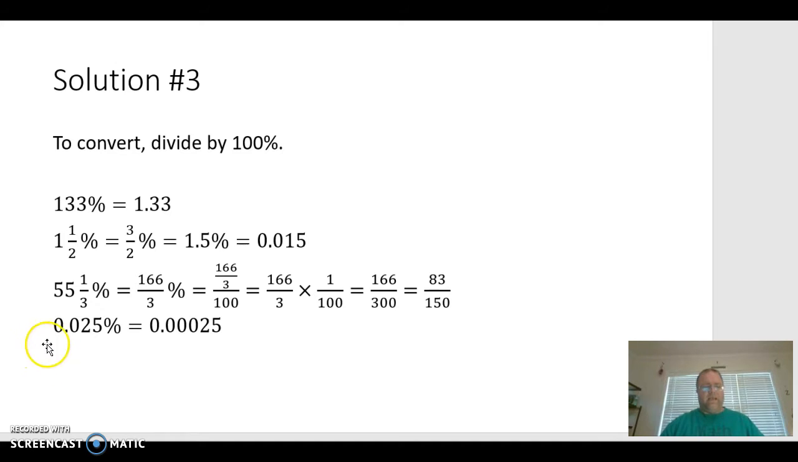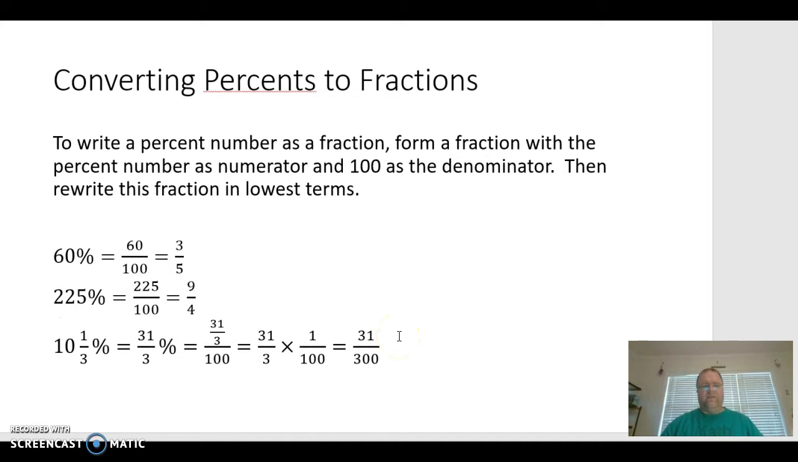And then the last one is 0.025%. Dividing by 100% just moves that decimal place 2 to the left. So we're going to get 0.00025. All right, and lastly, converting percents to fractions.